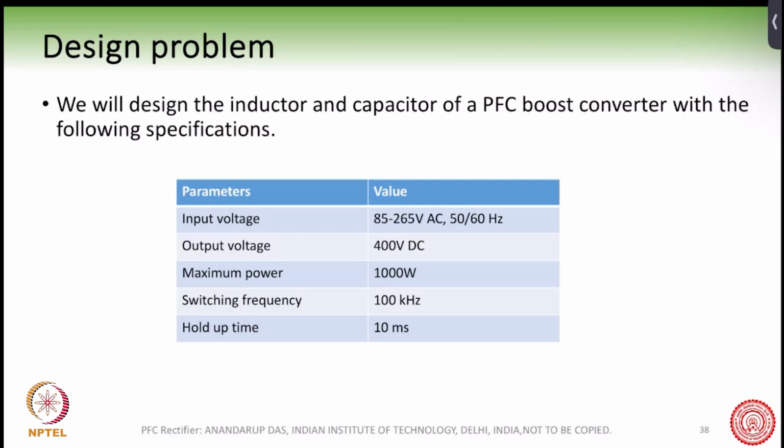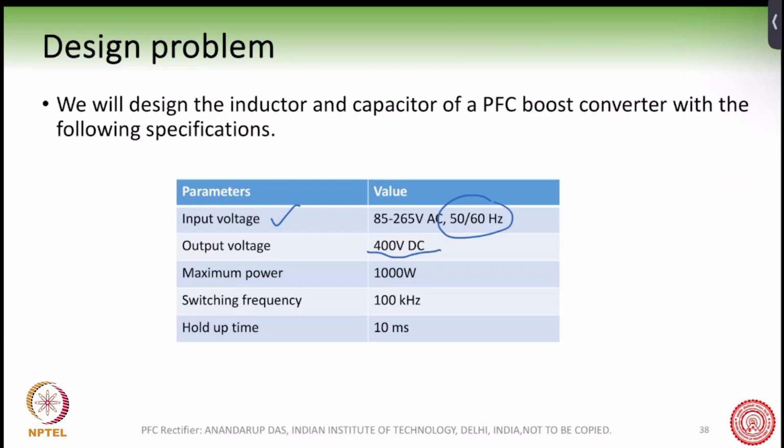capacitor. So here, suppose we are making a boost PFC for a universal input, which means 85 to 265 volt AC and 50 and 60 hertz. This is the universal input. The output voltage is 400 volt DC. In many applications in single phase converters, the output voltage is kept at 400 volt, from which we generally have another DC-DC converter which can take it to some other voltage like 48 volt or 72 volt. In many applications, this happens.